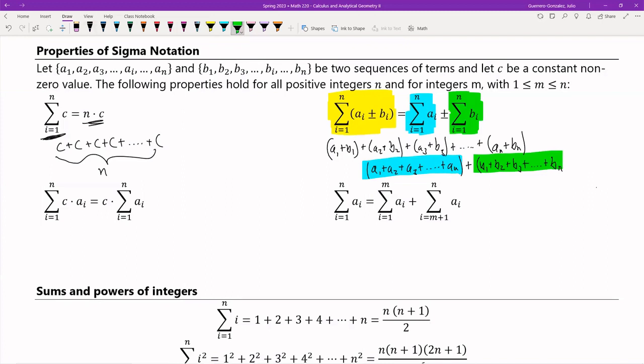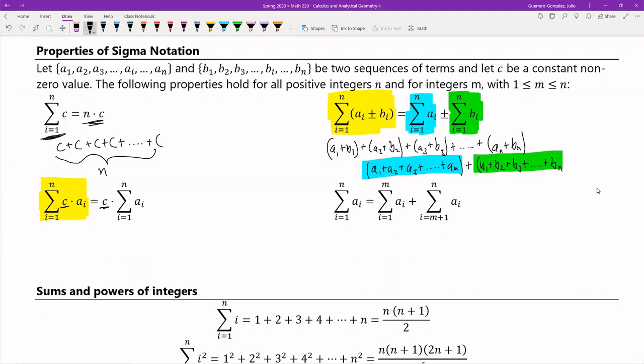The next one is this one right here. Suppose we had a random number c, so long as it's not 0, and then multiplied each a sub i by that c, and then we wanted to add them all together. That is equivalent to just pulling the c out of our summation and summing all the a sub i up.